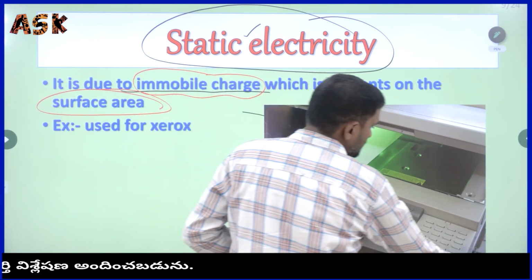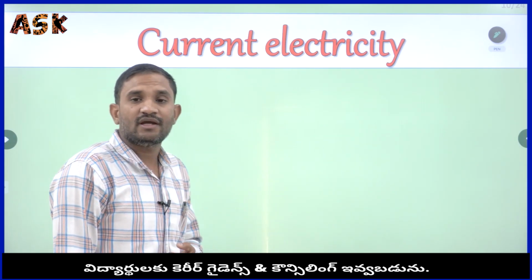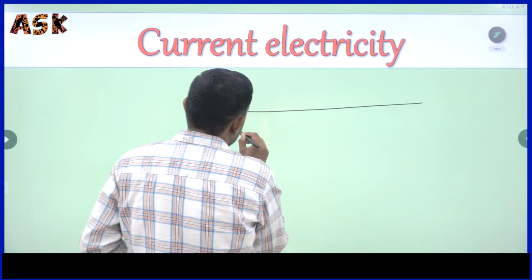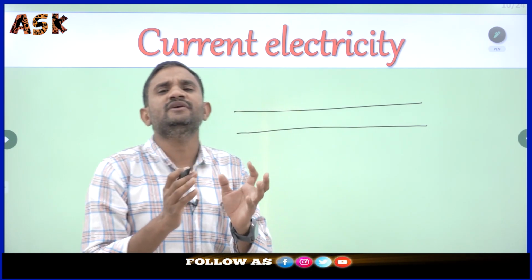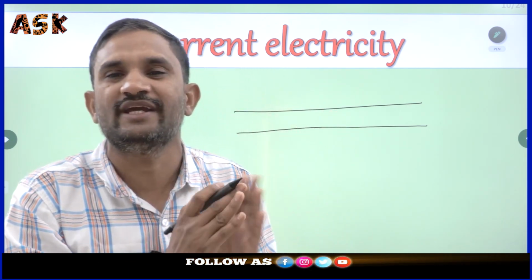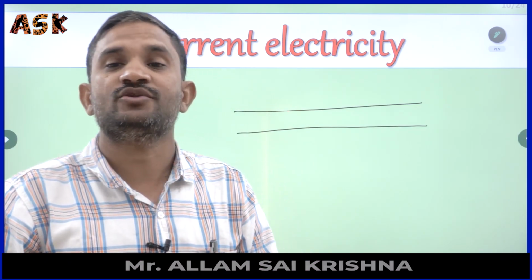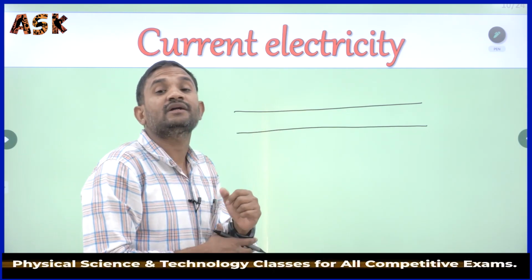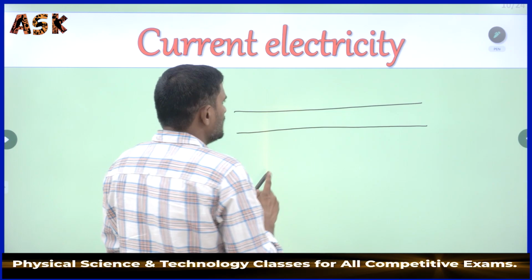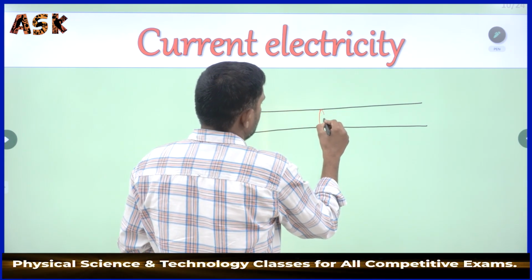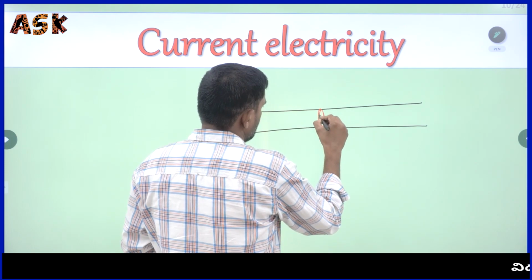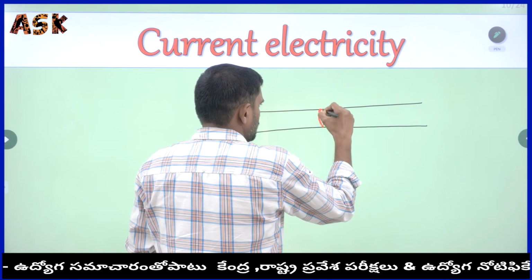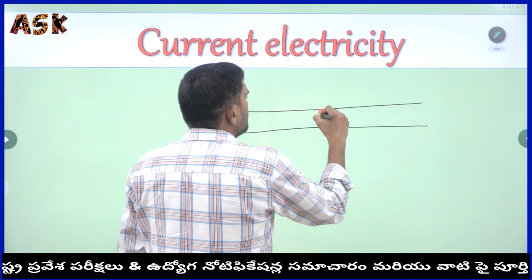Yes, then next one, current electricity. Before defining current electricity, we have to take one conductor. Conductor means simply something which can pass electric current through it. Okay, this is one of the conductors you have to take, any one conductor. This is the cross-sectional area of the conductor.